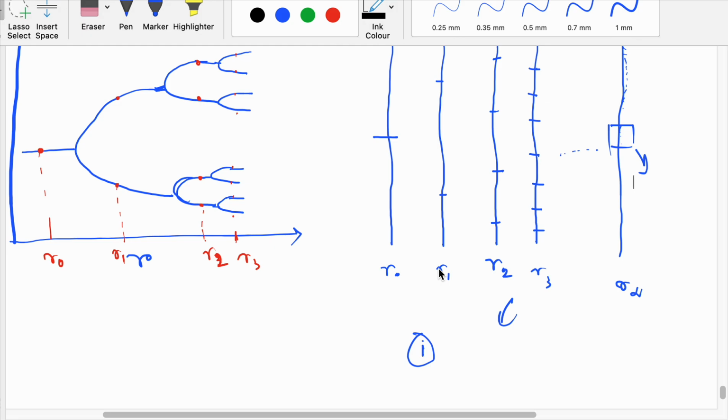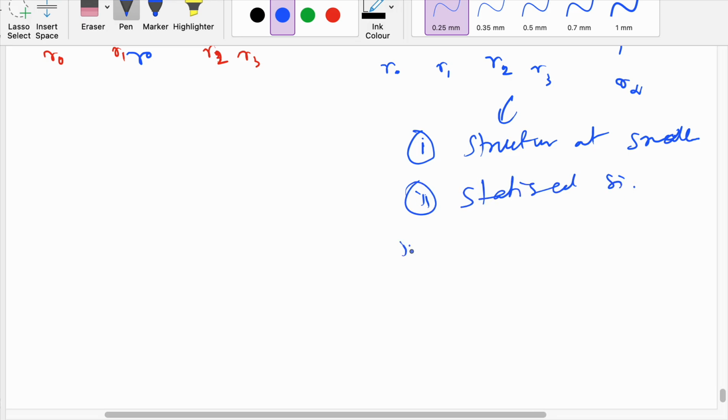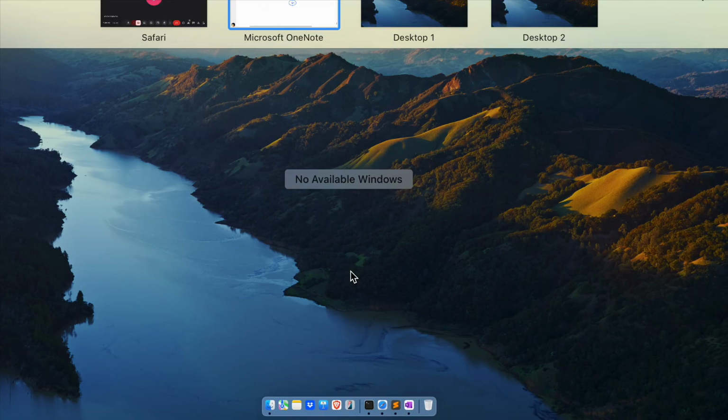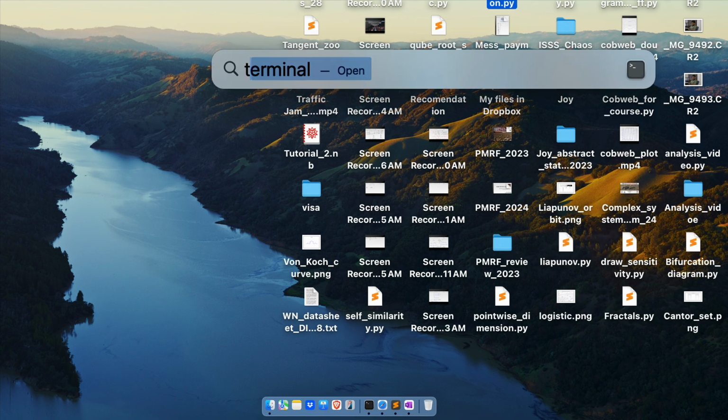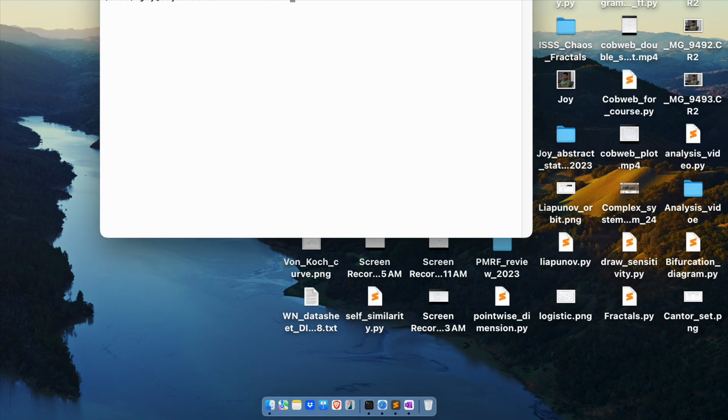To calculate its correlation dimension, let's use the computer. So the properties are: the structure at smaller scales, statistically self-similar, and third, the dimension we want to see. Let's see. Okay, let's calculate.